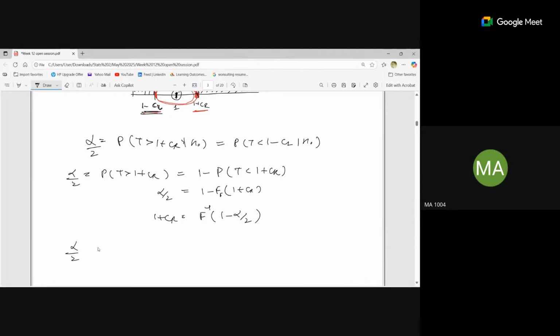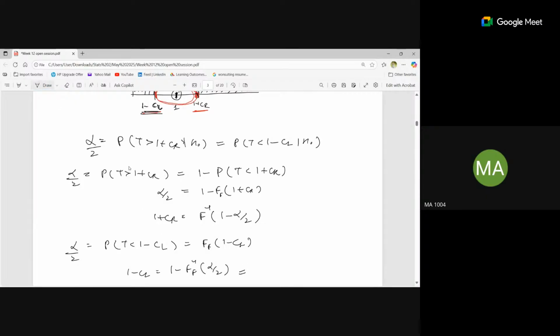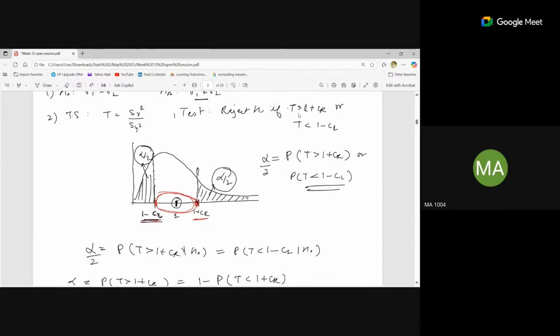Similarly, if I'm taking the left hand side, this will be the probability of t less than 1 minus CL, which will be equal to what? So this will be F of 1 minus CL. Now 1 minus CL will be equal to F inverse of alpha by 2. Okay, these are some values. So after calculating the value of 1 plus CR or 1 minus CL, I will be comparing it with the value of t. If my t is coming out greater than 1 plus CR, I would be rejecting. If it's coming less than 1 minus CL, I would be rejecting H naught.